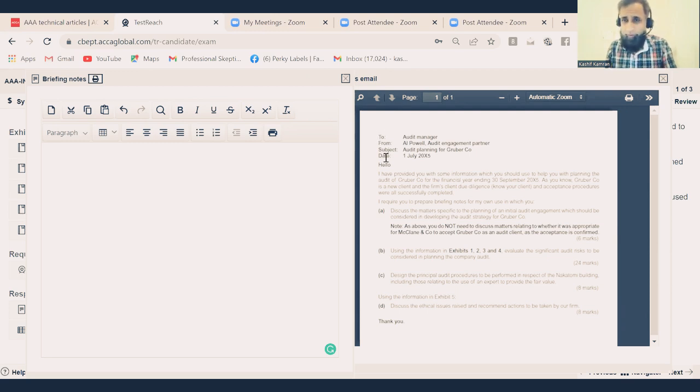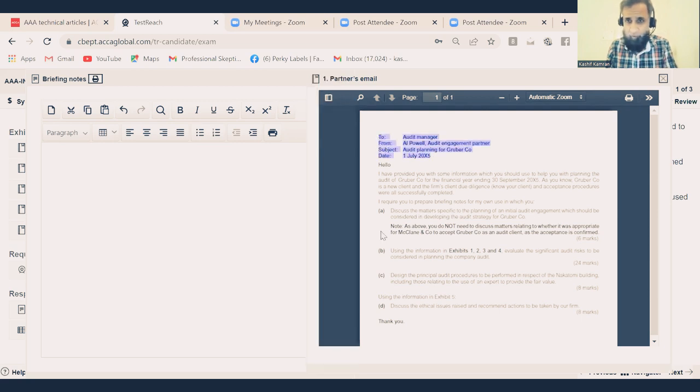In the briefing note, you can see the to, from, subject, date on the right-hand side of the screen, which is the partner email. So I simply copy the to, from, date, subject, Control C, and I bring it to my briefing note. In the briefing note, I put the heading briefing note, and under that, I paste the to, from, date, subject.